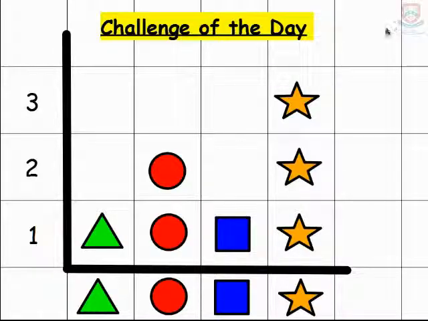So here's our challenge of the day. It's a very easy one, this one. What is this? Is it a bar graph? Or is it a pictograph?